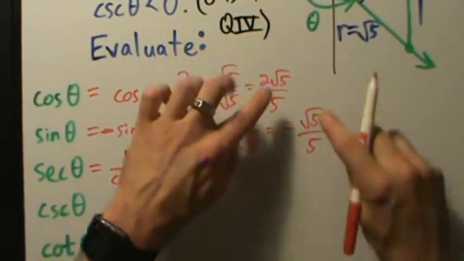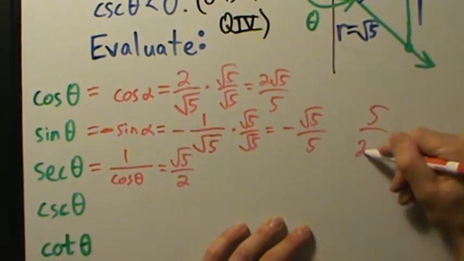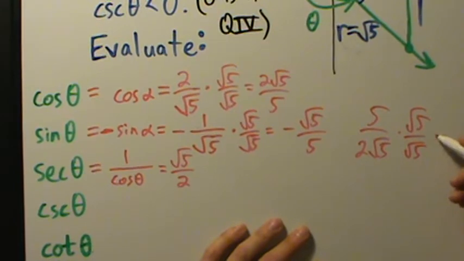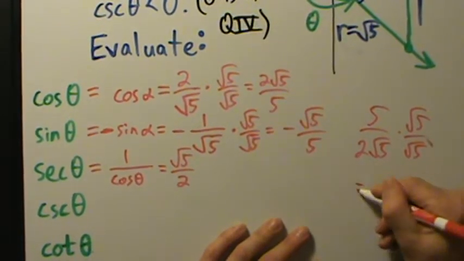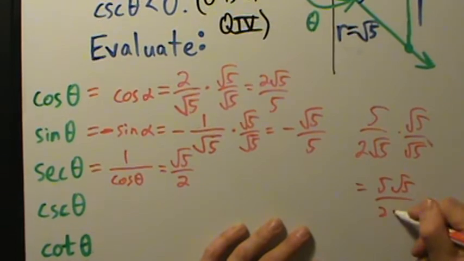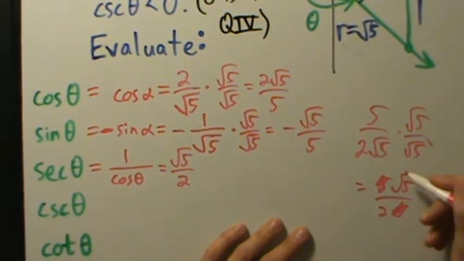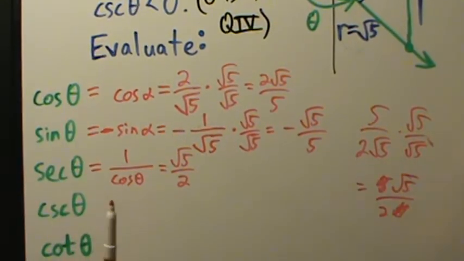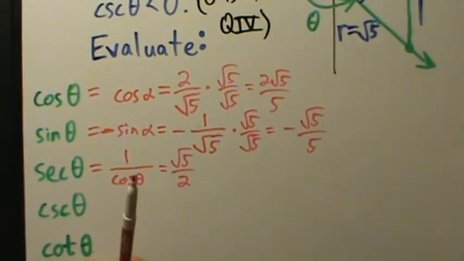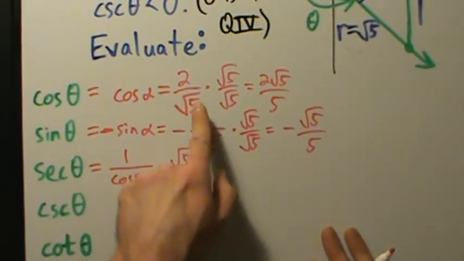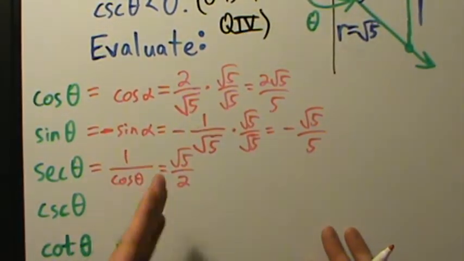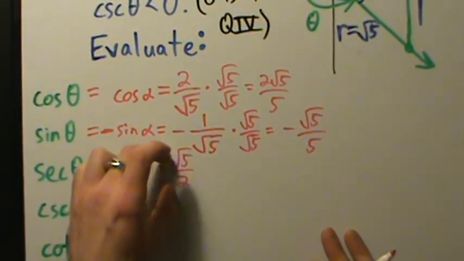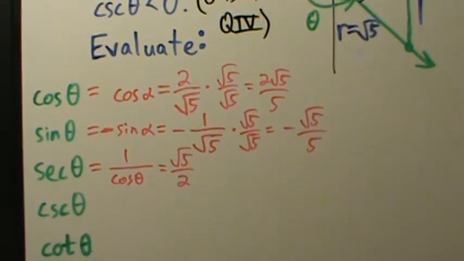Or if you really wanted to use the rationalized one, you'd flip that, you'd have 5 over 2 root 5, and then you would multiply by root 5 over root 5, and you would end up with 5 root 5 over 2 times 5. The 5s would cancel, and you'd have root 5 divided by 2. Same thing. So when you rationalize the denominator like that, you're really just creating more work for yourself: rationalize, flip, then rationalize again, or you just flip and get it right away.